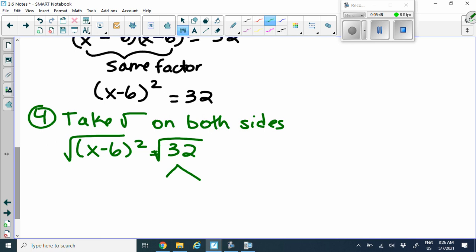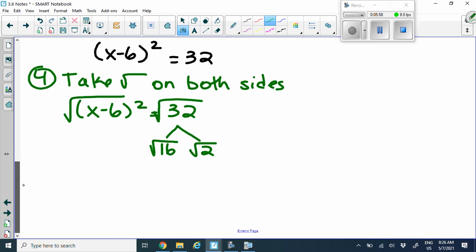Now, pick the largest perfect square. Probably a lot of you said it was 4, but there's actually a bigger perfect square, which is 16, that goes into 32. Now x minus 6 equals, what's the square root of 16? 4. Don't forget, anytime we take the square root, we have the plus minus sign, and then we have square root of 2.